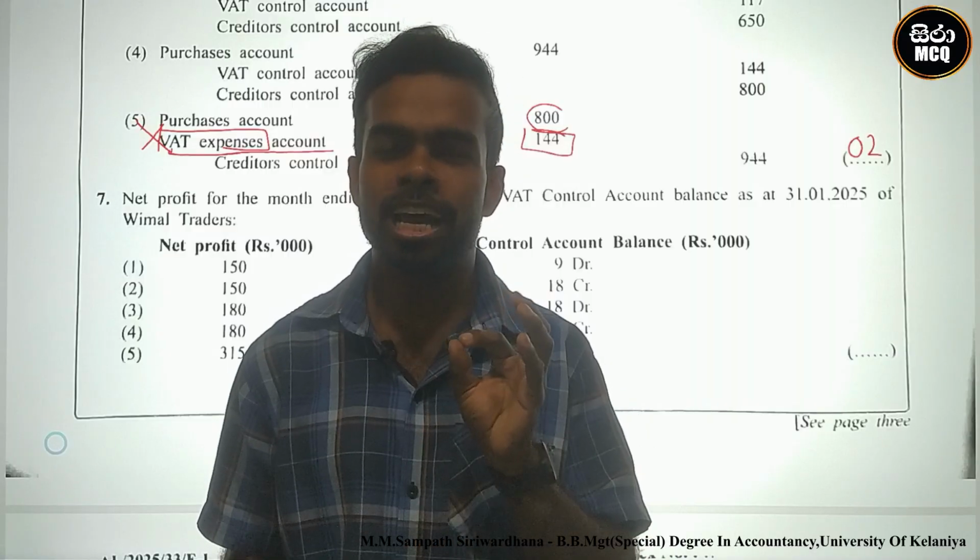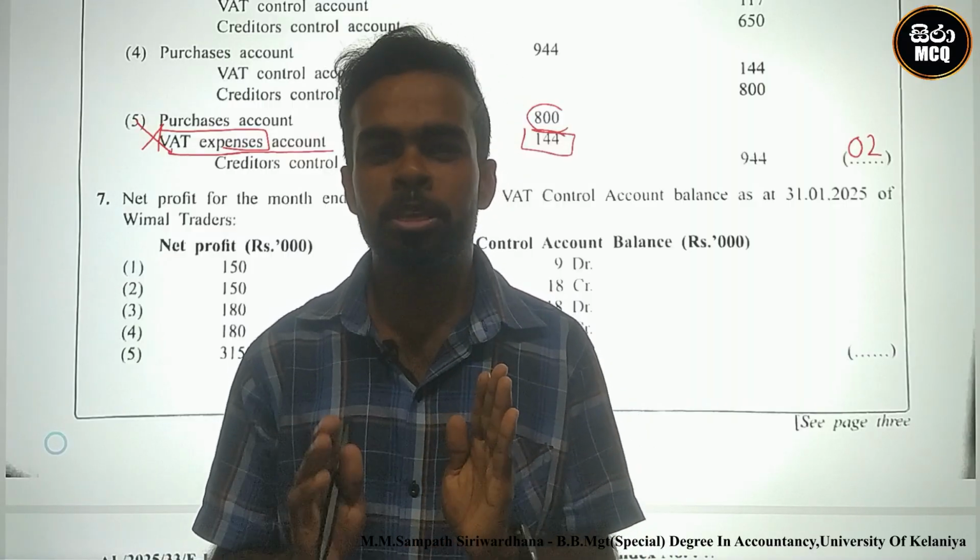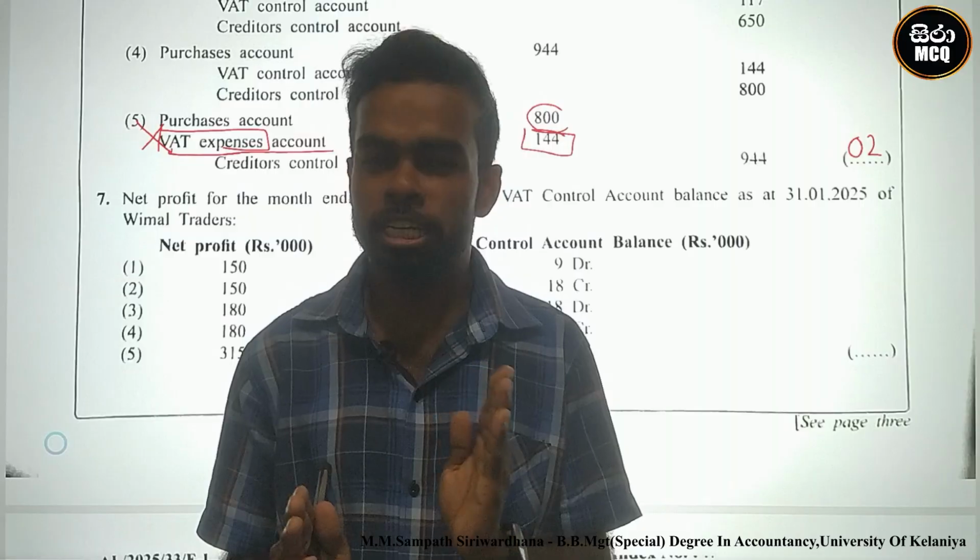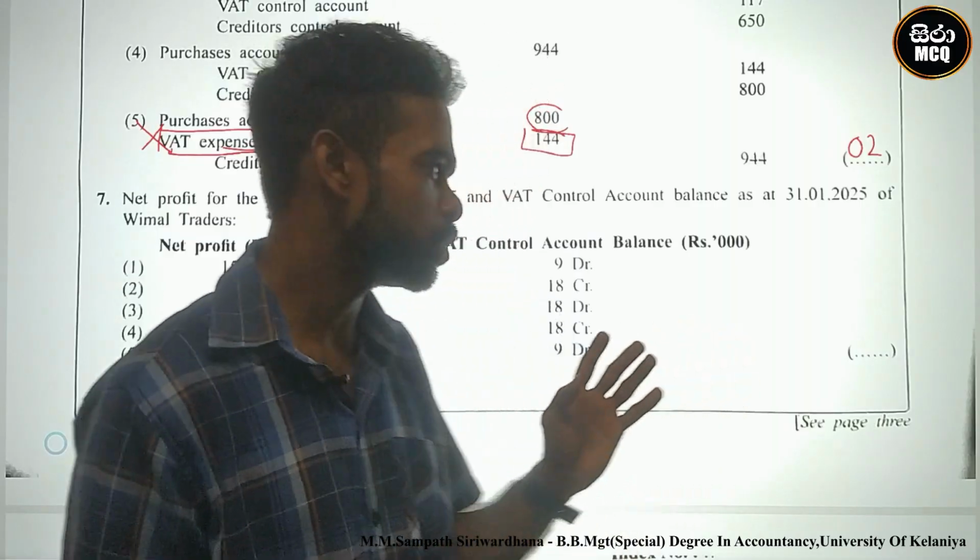Today we discuss the Advanced Level A-Level Accounting paper 2025, English medium, question number 7. Let's go to the question.